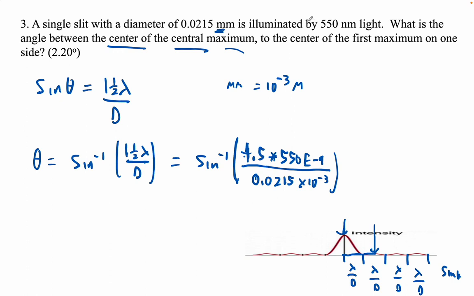Now, obviously, you could try to move the decimal point over 3 places or something like that, but I'm not very good at that, so I just use scientific notation, which is, I think, safer. So now all I have to do is this. Let me make sure I'm in degrees, and indeed I am. So I'm going to get an angle in degrees here. Inverse sine of 1.5 times the wavelength, 550 times 10 to the minus 9th, divided by 0.0215 times 10 to the minus 3rd. Don't forget that 10 to the minus 3rd.